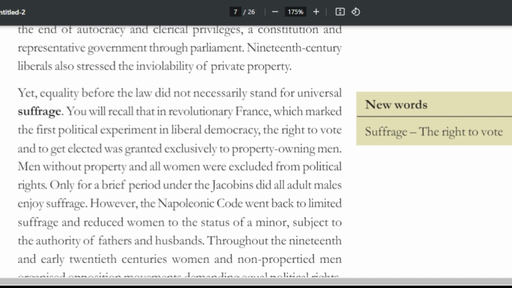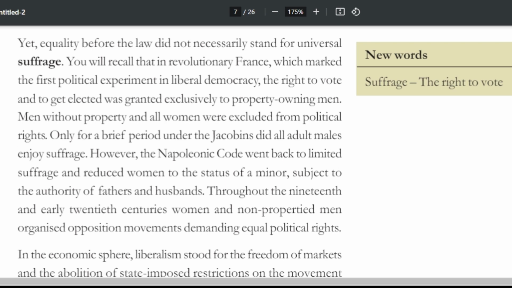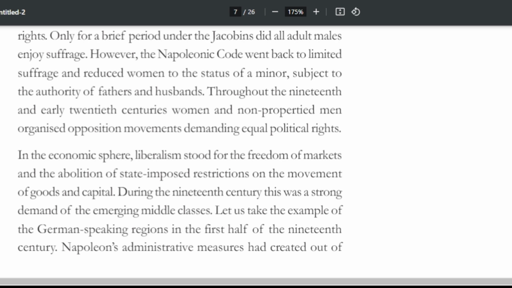Only for a brief period under the Jacobins did all adult males enjoy suffrage. However, the Napoleonic Code went back to limited suffrage and reduced women to the status of minors, subjected to the authority of fathers and husbands. Throughout the 19th century and the early 20th century, women and non-propertied men organized opposition movements demanding equal political rights. In the economic sphere, liberalism stood for the freedom of markets and the abolition of state-imposed restrictions on the movement of goods and capital. During the 19th century, this was a strong demand of the emerging middle classes.